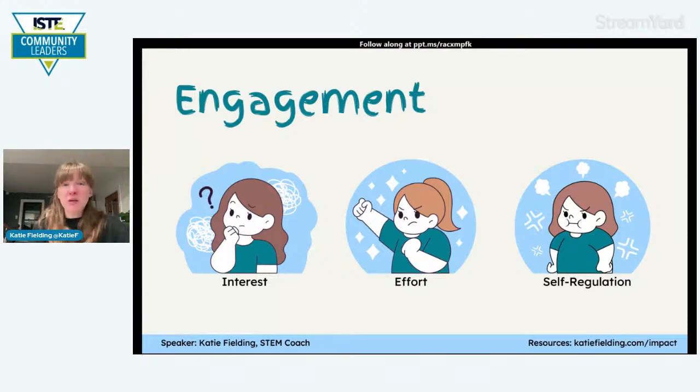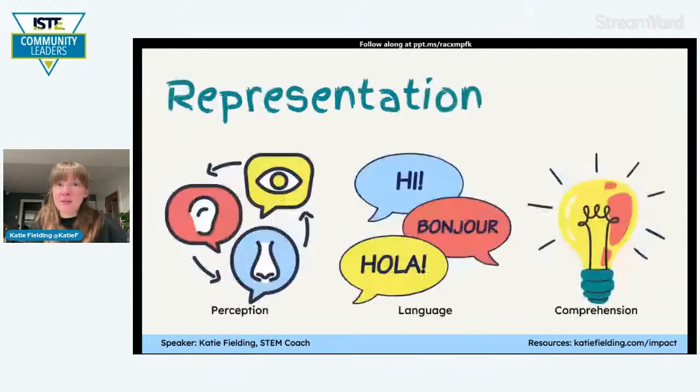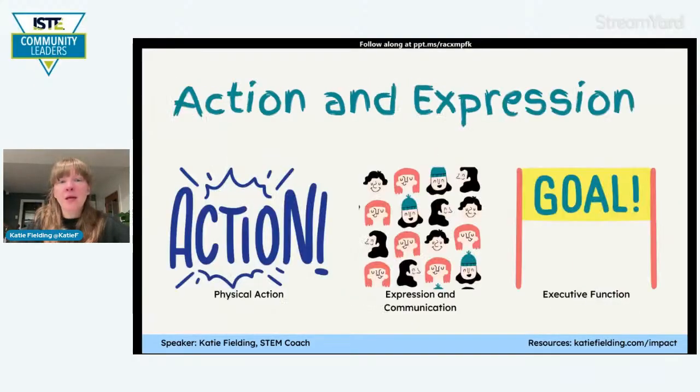Then representation, we're giving them multiple means to perceive the material, like I said, images, videos, audio. We're also providing them choices in language, so showing them tools they can use to translate languages if they need. And then finally, scaffolds for comprehension. This could be things like mind maps or sentence stems, ways to help them comprehend and also share what they know in a structured way. And then finally, action and expression.